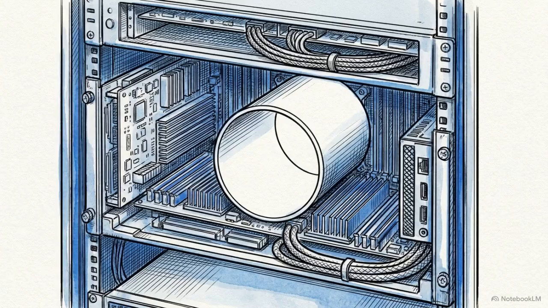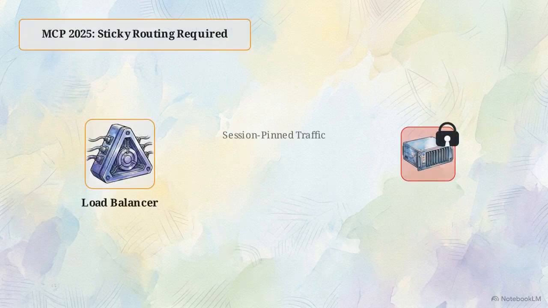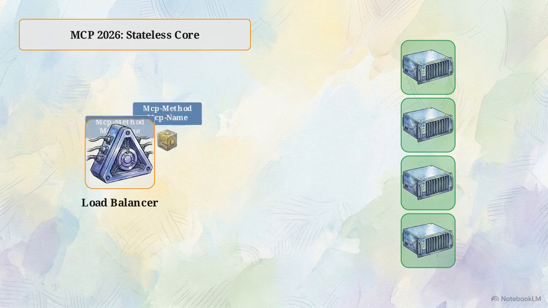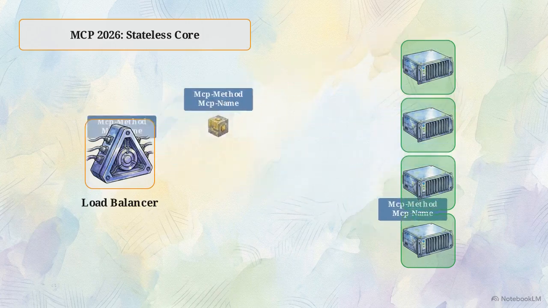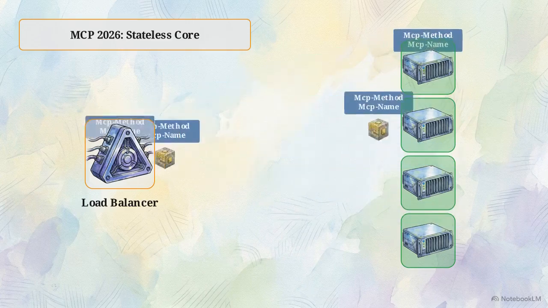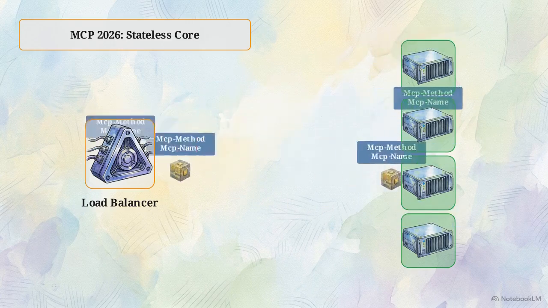The July 2026 specification resolves these structural fragilities by removing sessions from the core protocol. Previously, remote servers required sticky routing and deep packet inspection simply to maintain the protocol's MCP session ID header. This created a severe operational bottleneck. The 2026 update permanently removes both the initialization handshake and the session ID header from the network layer. Traffic is now routed statelessly, dictated entirely by the MCP method and MCP name headers attached to each request.